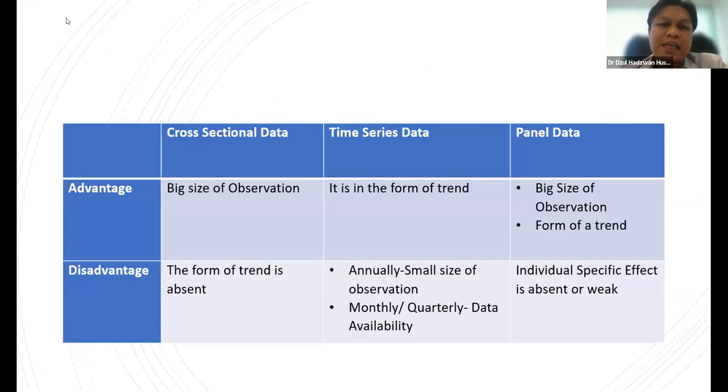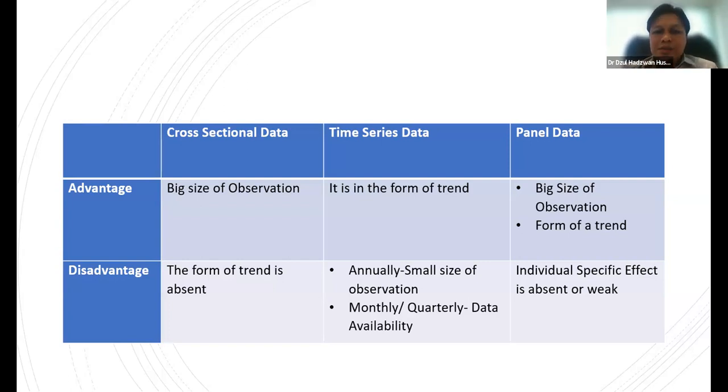Okay, so there are some advantages and disadvantages if we want to use cross-section data, time series data, and panel data. Okay, for me, it is very subjective for us to identify which one is better. So it actually depends on the study, on the research that we want to do. Okay, for cross-sectional data, yes, definitely we can have a big size of observation, but then it neglects the information of the trend. And in economics, we believe in the dynamic. According to what Adam Smith said, our economy is dynamic. So that's why we need to be concerned about the time series data. Okay, normally the time series data is preferable in microeconomics.